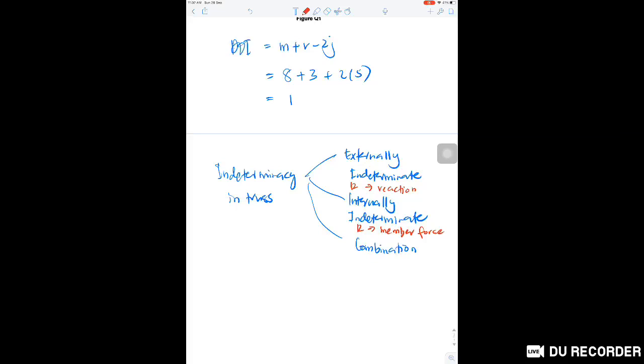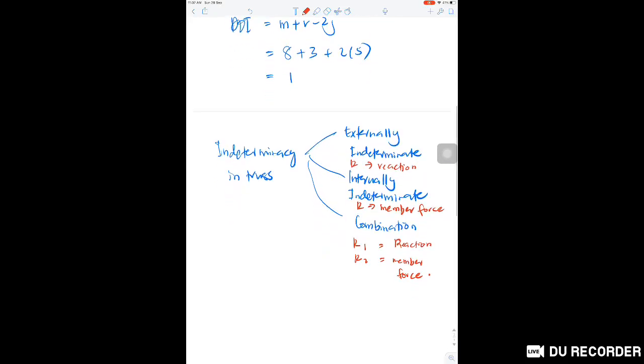And for combination, redundant. Normally for combination, when redundant is more than one. So redundant 1 and redundant 2. Maybe redundant 1 come from member force or reaction. And redundant 2 come from member force. Okay, this is basically the indeterminacy in truss.